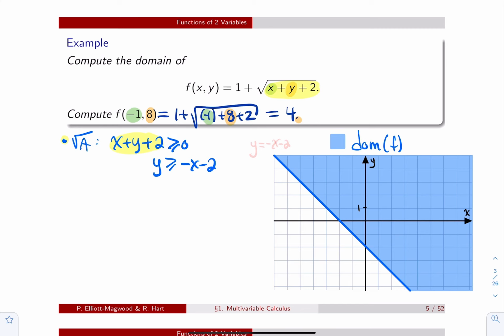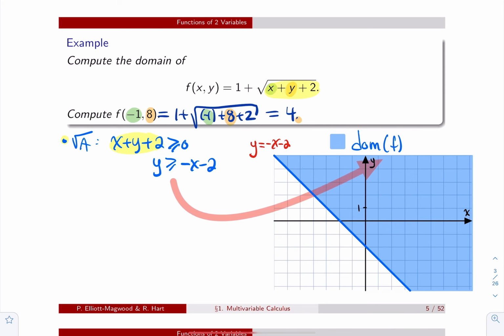I find the best way to do this is to draw that line. Here for you, I drew the line y equals minus x minus 2. The y-intercept is minus 2 and the slope is minus 1. I use a full blue line here because the inequality is inclusive: if you are a point on that line, the inside of the square root is going to be 0, which is fine. So the border of that domain is included, unlike the previous example, because the inequality is inclusive. And then because y needs to be bigger or equal, I'm talking about the region that is above that line, and I've shaded that region here in blue for you.